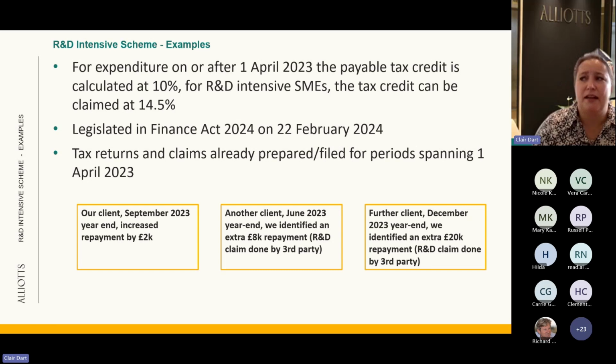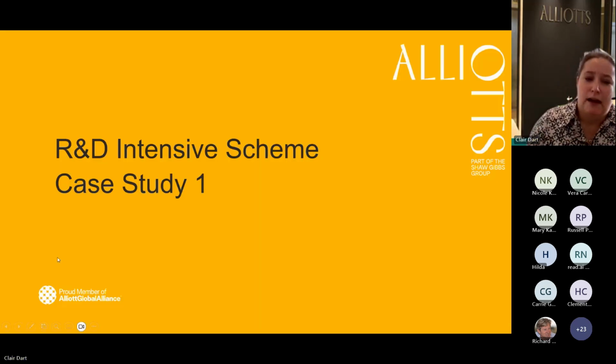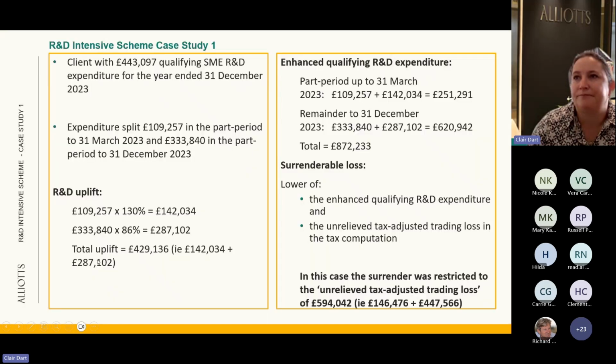When we were preparing the tax return and entering the claim, we noticed they could get that enhanced relief, and that was a further £20,000. So it can be massively valuable. I've got 2 case studies, which I think we have got time to run through to help explain just some of the numbers involved. I realise the slides are a bit busy, so apologies for that, but I'll talk you through it. So this is the first case study.